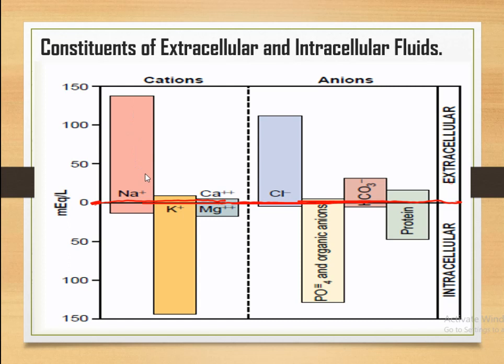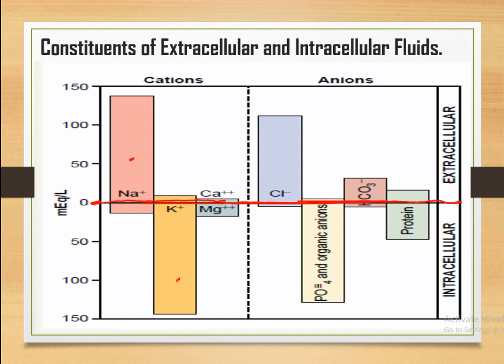So the extracellular part has more sodium than the intracellular part. This means that there is more sodium outside and less sodium inside. Okay, so the cell has a lot of sodium outside and little sodium inside the cell. Take note. The opposite of sodium is potassium. So the cell has a lot of potassium inside.